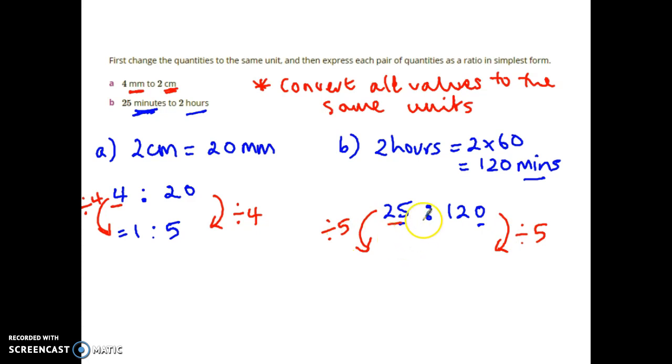25 divided by 5. That's one of the 5 times tables, so that goes in 5 times. 120 divided by 5. You can use a calculator for this, or you can do it in your head. If I go 5 into 12, that goes in 2 times, and I've got 2 remainder. 5 into 20 goes 4. So 5 to 24 is our simplified ratio.